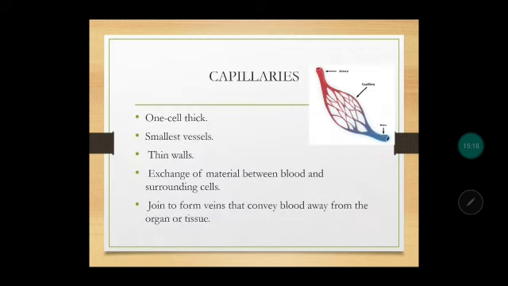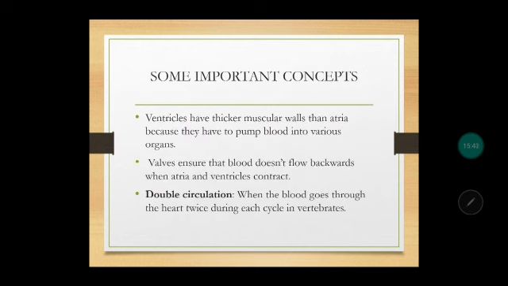Clear? Then coming to capillaries, as it was shown, this structure is a capillary. It connects artery and vein, and these are 1 cell thick, like a cell in micrometers. And these are the smallest vessels having very thin walls. So basically it helps in exchange of material between blood and surrounding cells, and generally it joins to form a vein, like we have seen.